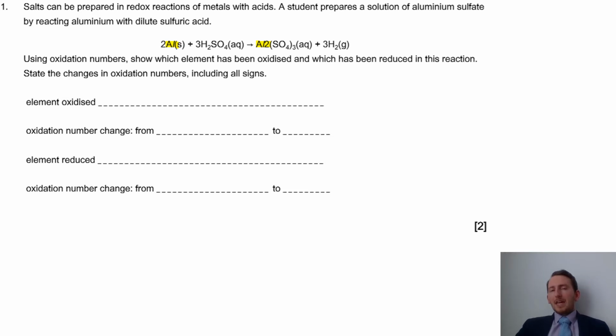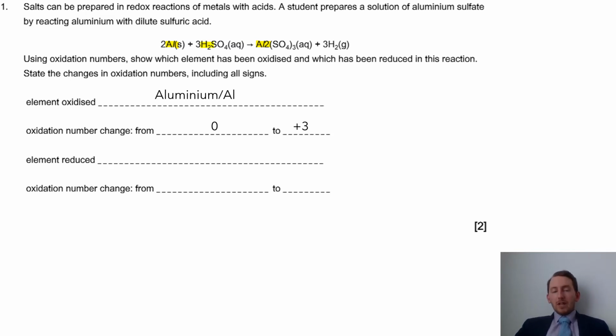Well, now I have to think, is that being oxidized or is that being reduced? Hopefully we know that that means it's been oxidized. An increase in oxidation number, it has been oxidized. So we start from 0 and we go to +3. Now we need to find an element that's been reduced. So if we have a look here at, let's say, this hydrogen that is here.